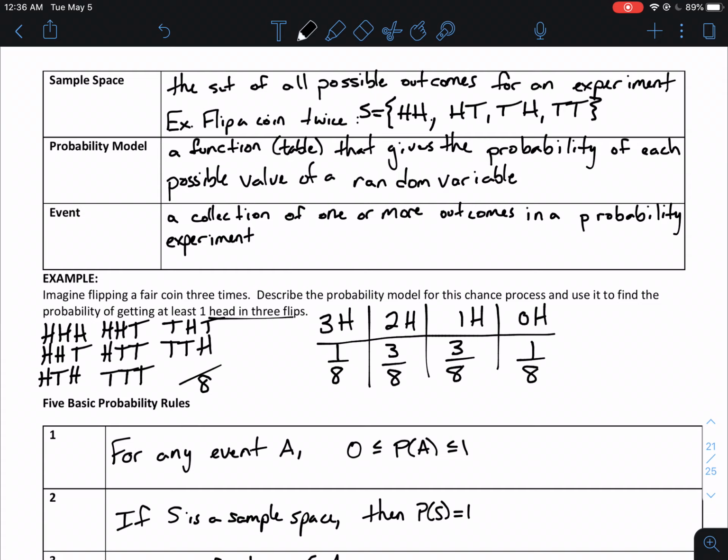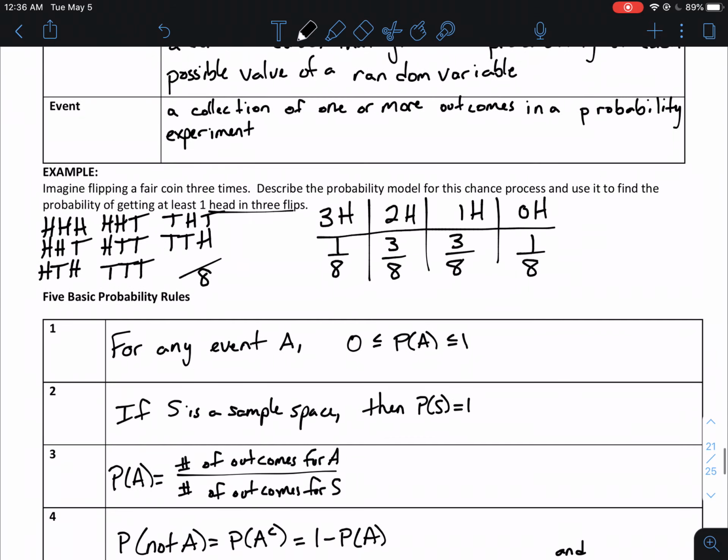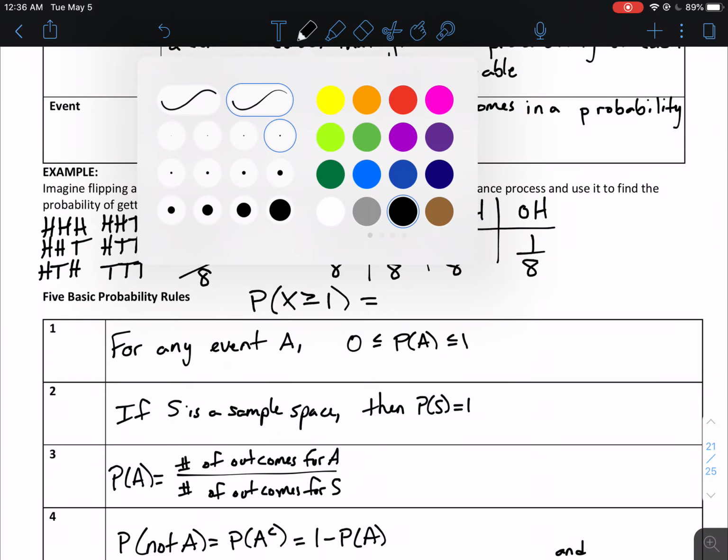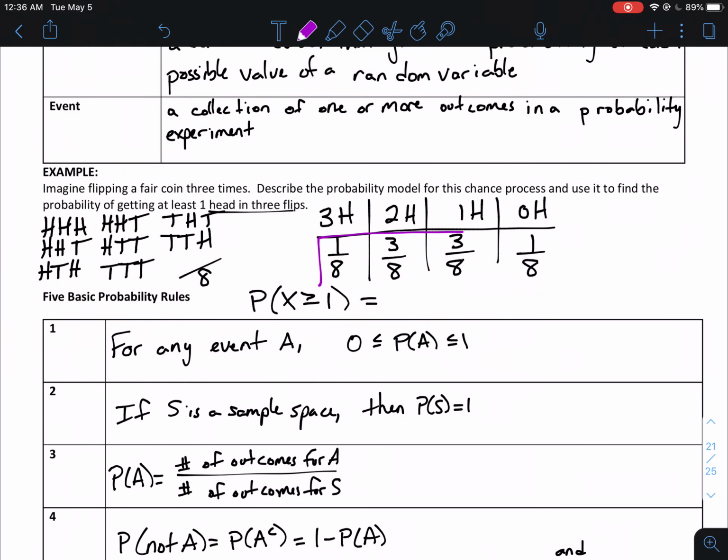So then we want, what is the probability of getting at least 1 head in 3 flips? So we want the probability that we get greater than or equal to 1 heads. If you think about what that would represent in our table, it would represent at least 1 heads, these 3 columns right here. And if you add those together, 1 plus 3 plus 3 out of 8 would just be 7 out of 8.